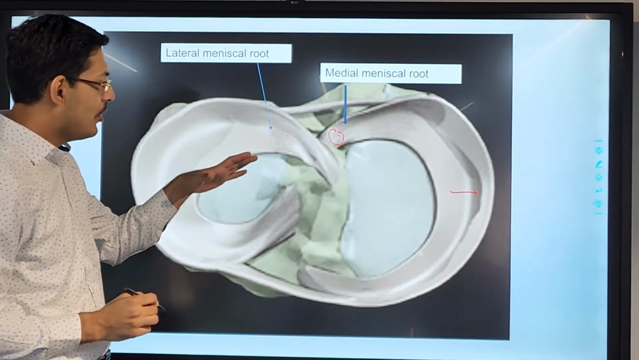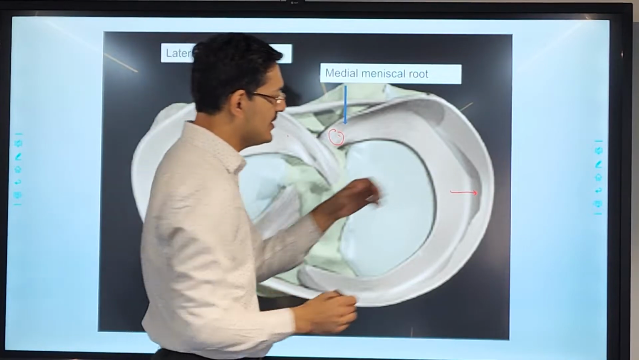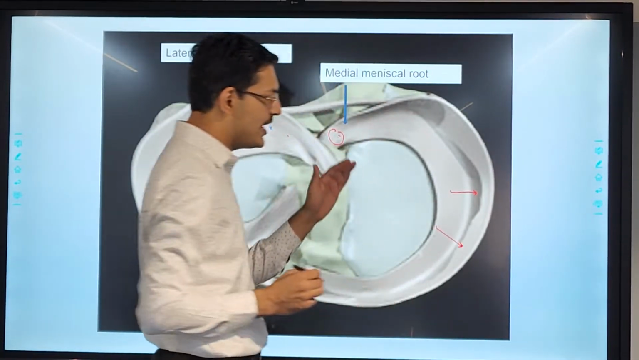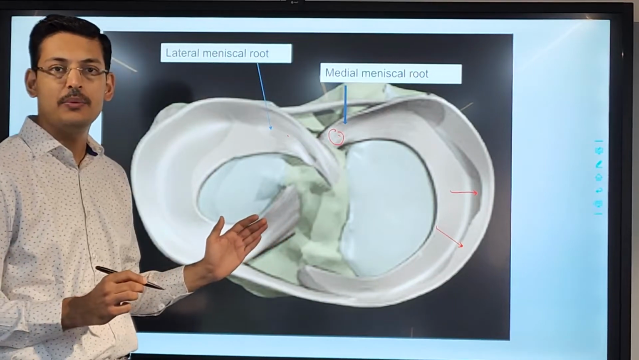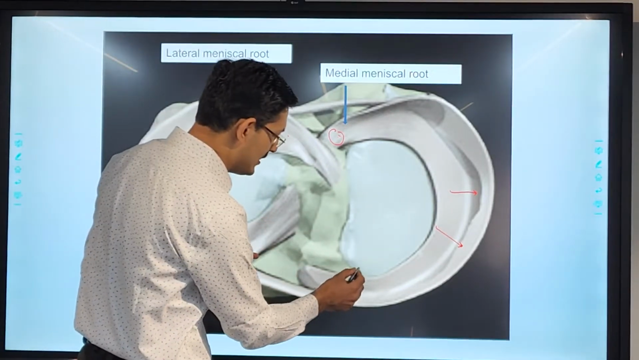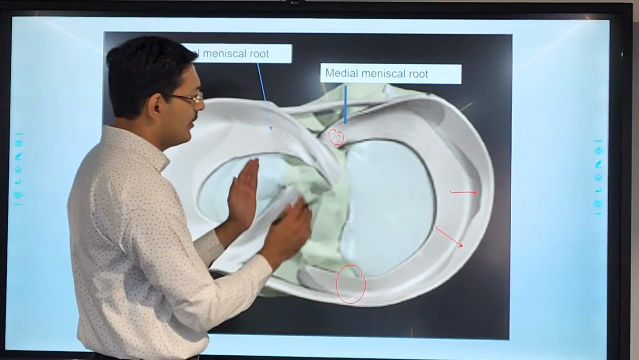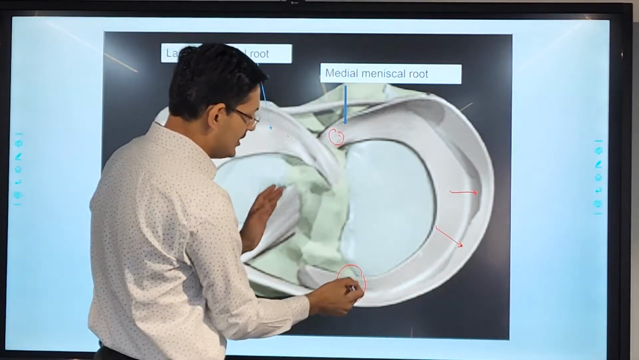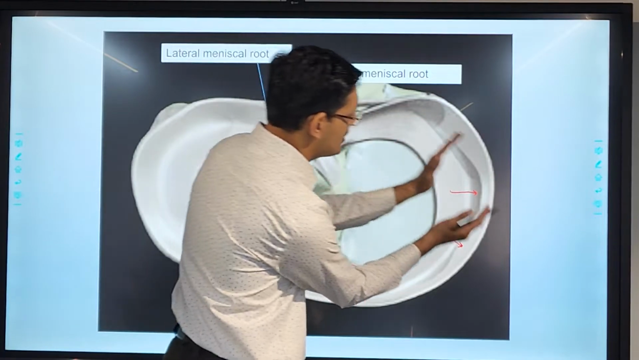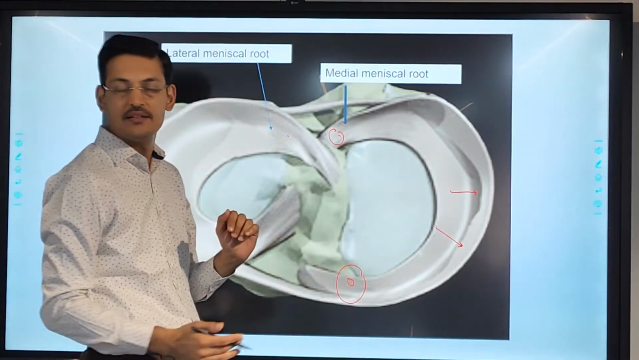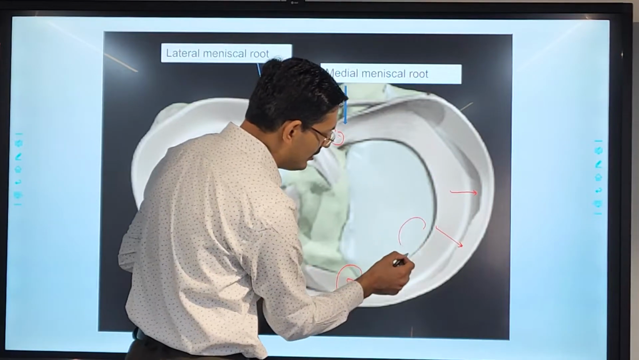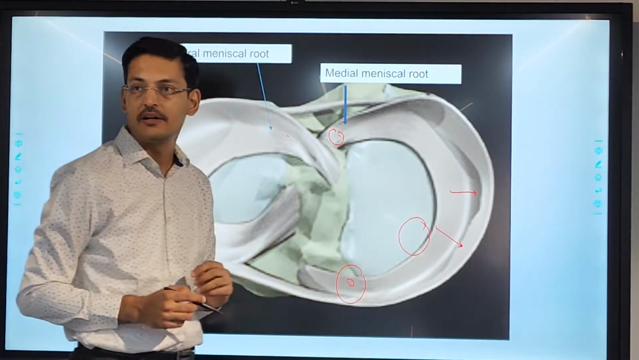Okay. Now actually it is seen that it is not like this, but it is like this. So the extrusion of the meniscus is anteromedial. Why? Because this is intact and this is torn. So when the patient bears the weight, this is the hinge point, and the meniscus will shift like this. And when the meniscus shifts like this, this is the region where the load bearing will start.